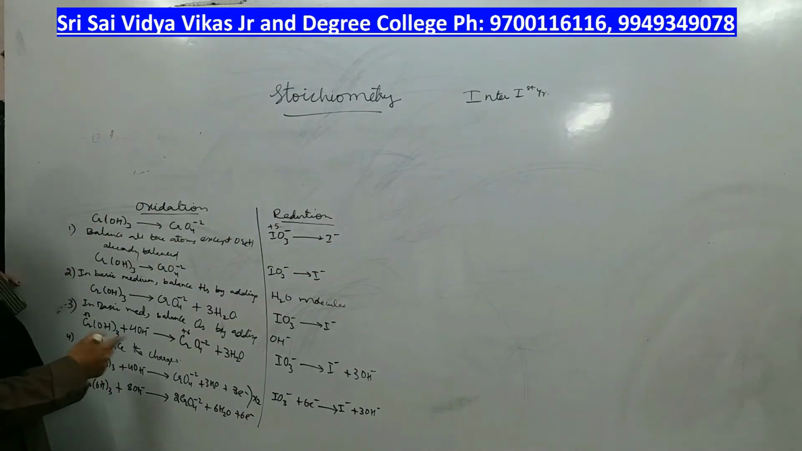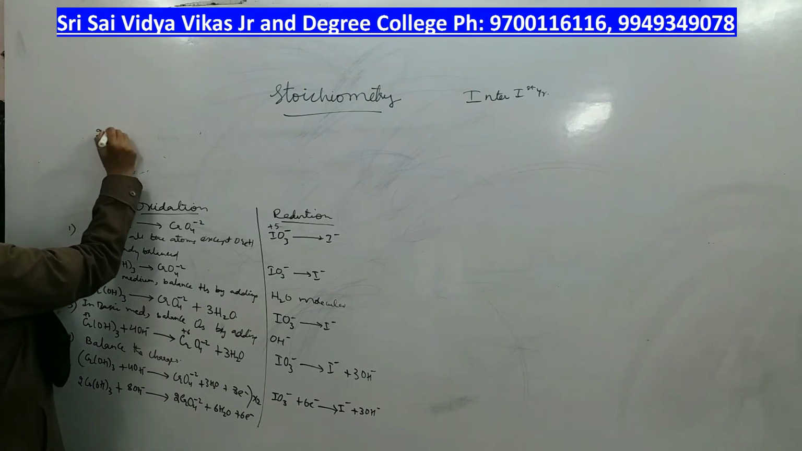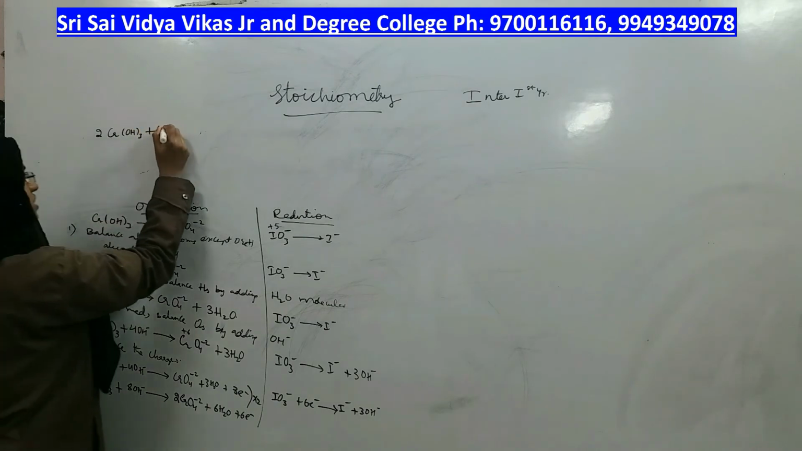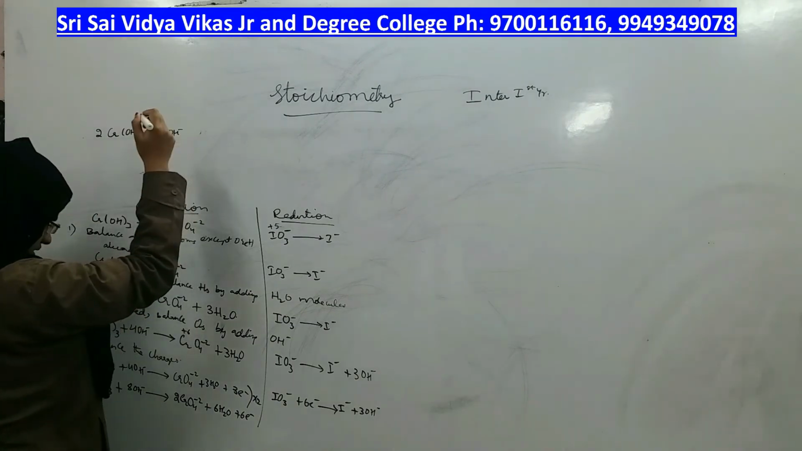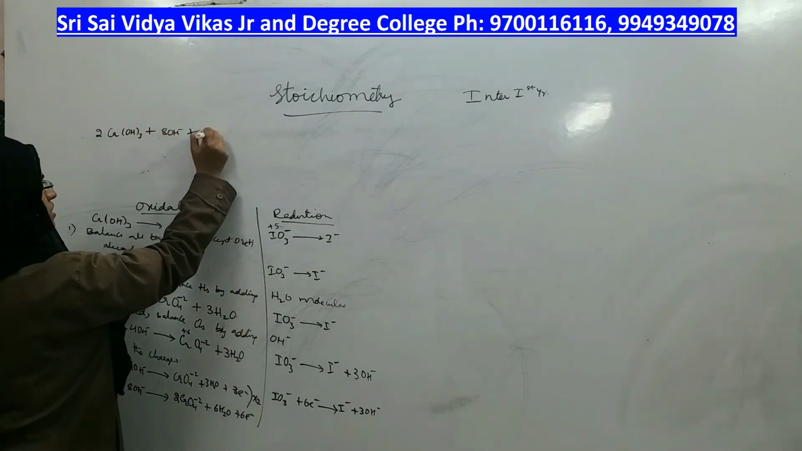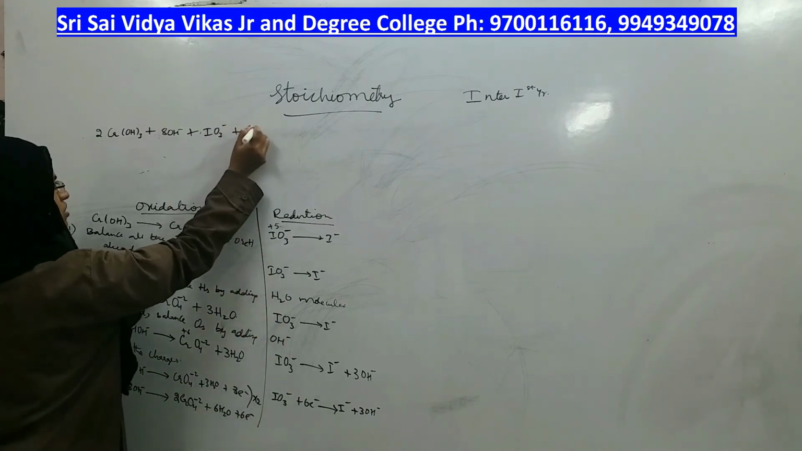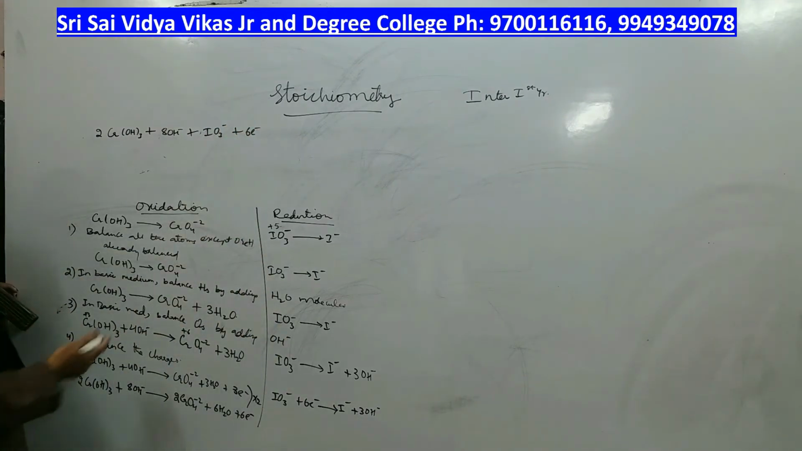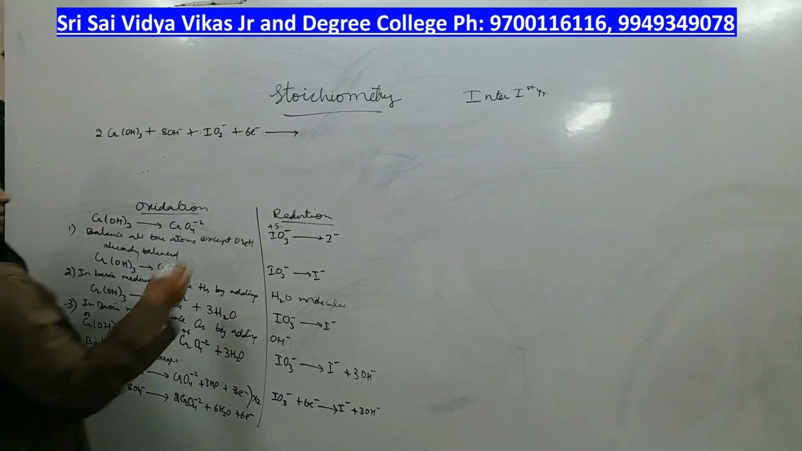Right, let us combine both the half reactions. 2 times chromium hydroxide plus 8 OH minus ions plus iodate plus 6 electrons. All the left part is over. Now arrow mark. Then write all the right part.